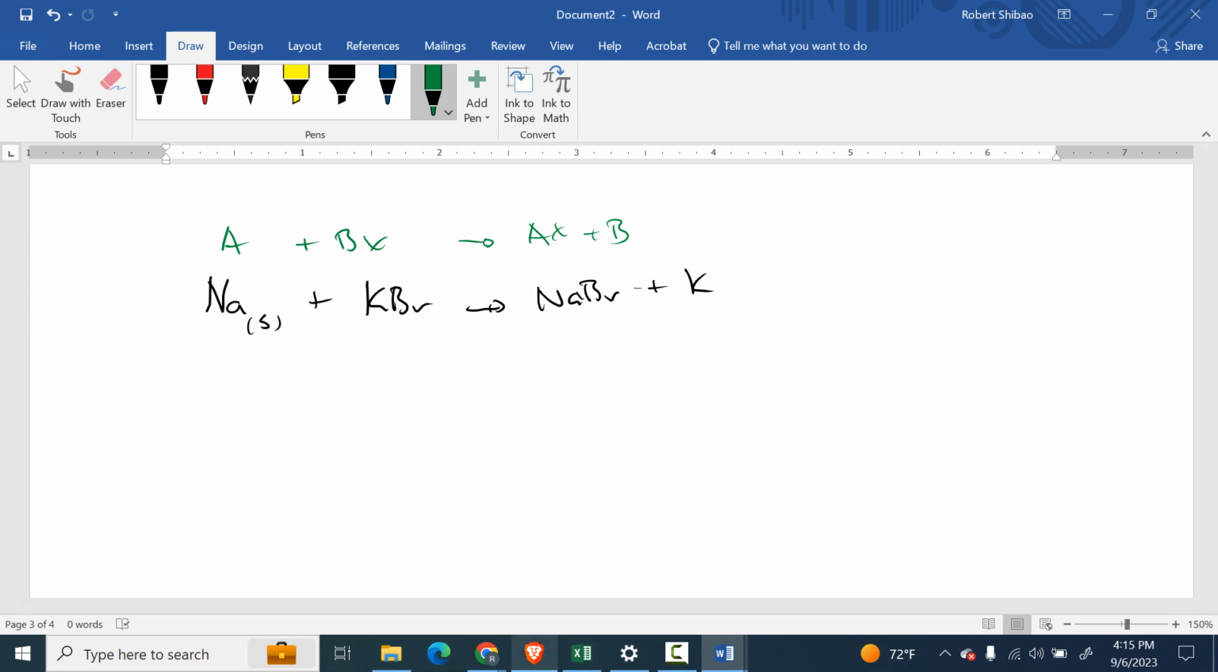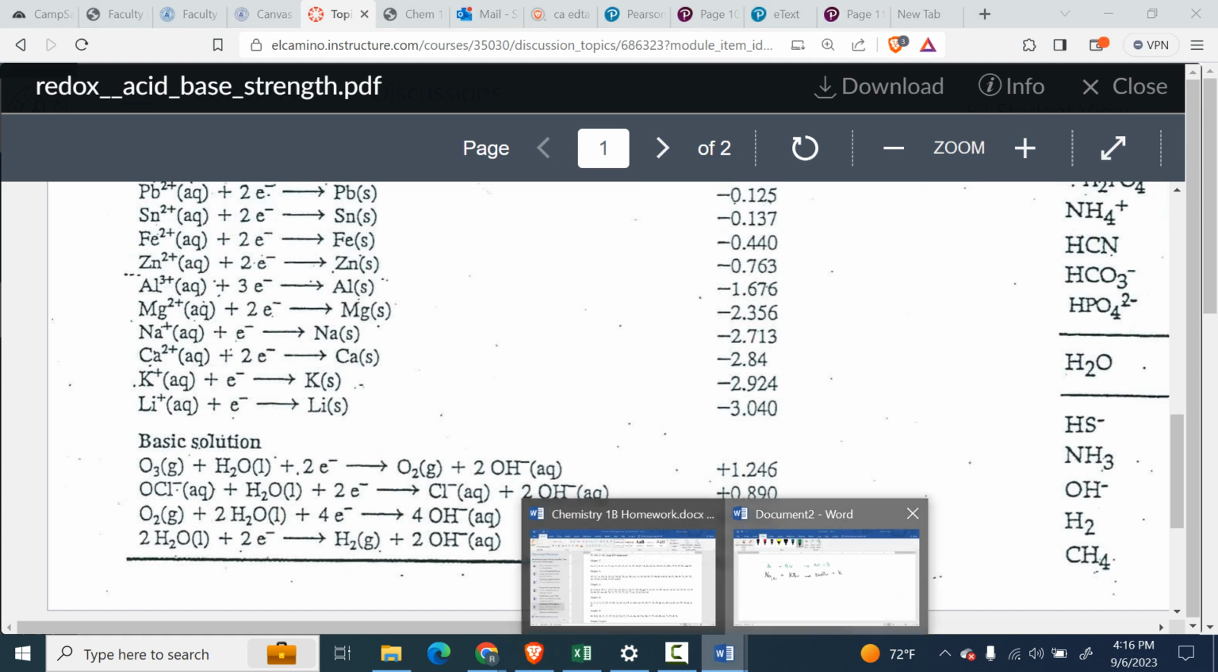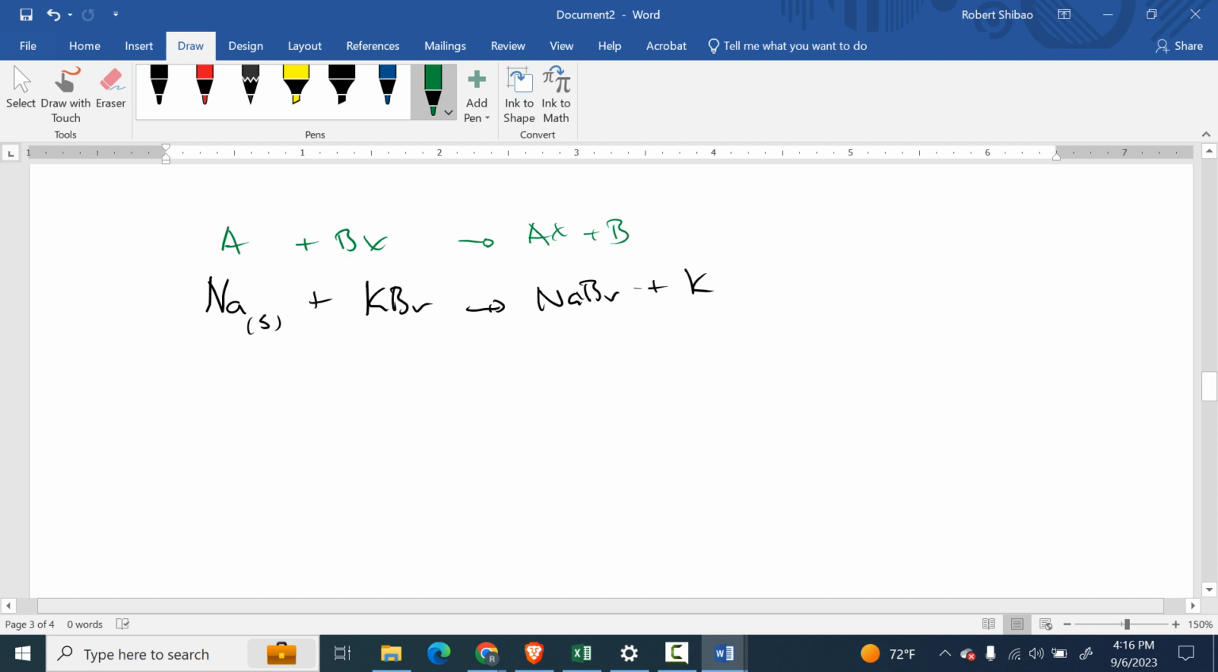We have an upside down activity series here. Lithium is most active. And so we're going to compare potassium and sodium. Potassium is more active than sodium, so going from potassium to sodium would be downhill, but going from sodium to potassium would be uphill. What are we doing? We're going from sodium to potassium. This is uphill.